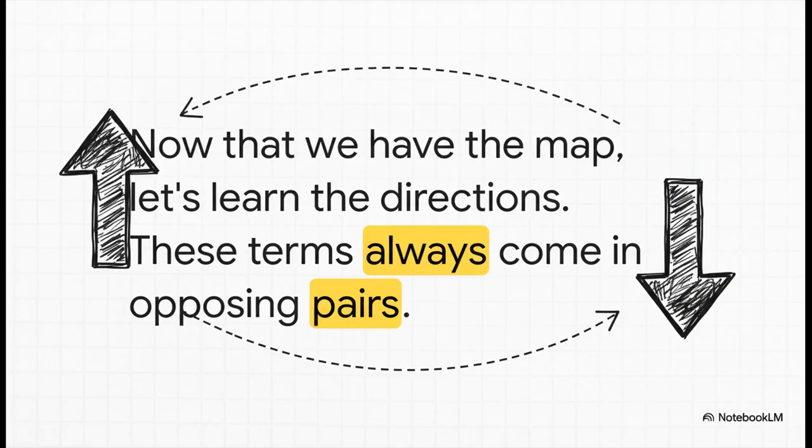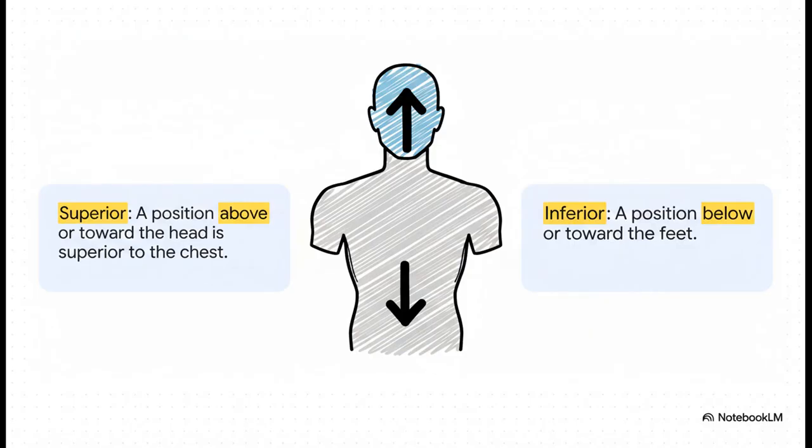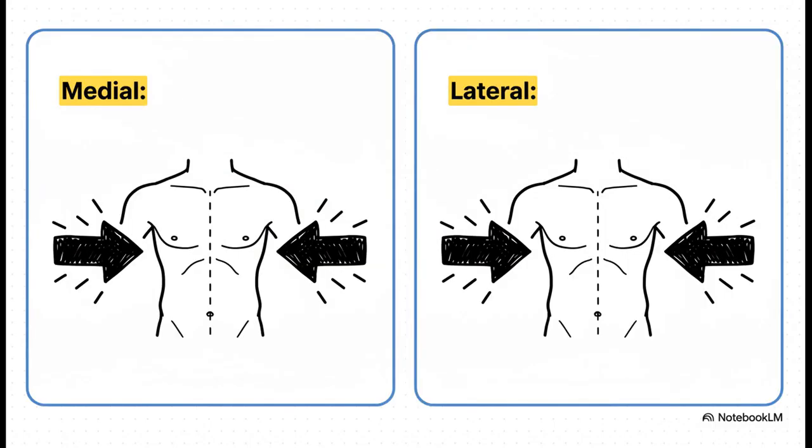Now, the real key to this GPS system, the thing that makes it easy, is that the terms almost always come in opposing pairs. If you understand one, you automatically understand its opposite. Let's run through a few of the most important ones. Our first pair is superior and inferior. Superior simply means above or toward the head. Inferior means below or toward the feet. So, for example, your head is superior to your chest, and that, of course, means your chest is inferior to your head. See? Simple.